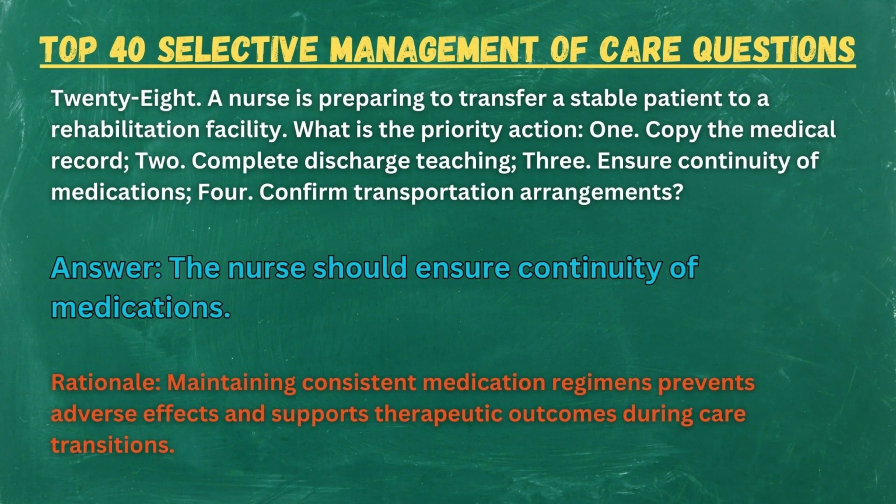28. A nurse is preparing to transfer a stable patient to a rehabilitation facility. What is the priority action? 1. Copy the medical record. 2. Complete discharge teaching. 3. Ensure continuity of medications. 4. Confirm transportation arrangements? Answer: The nurse should ensure continuity of medications. Rationale: Maintaining consistent medication regimens prevents adverse effects and supports therapeutic outcomes during care transitions.